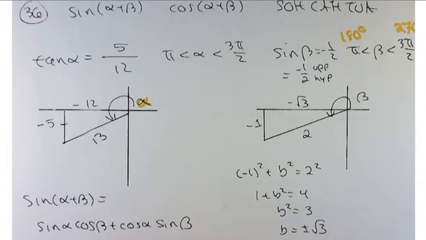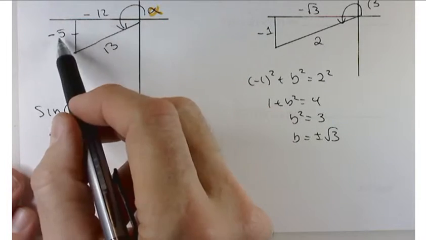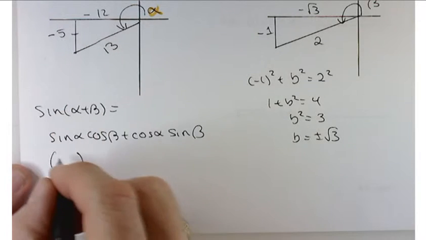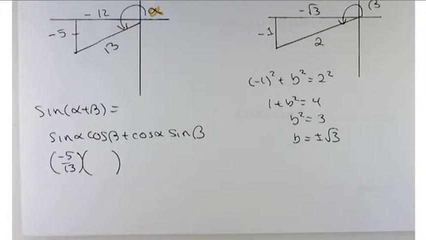Sine was opposite over hypotenuse. So opposite over hypotenuse. There you go. Negative 5 over 13. And now let's do the cosine of beta.